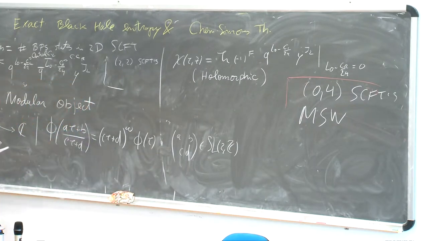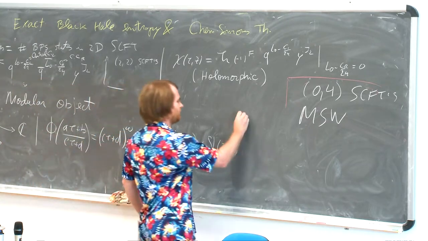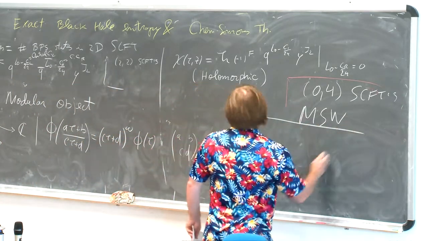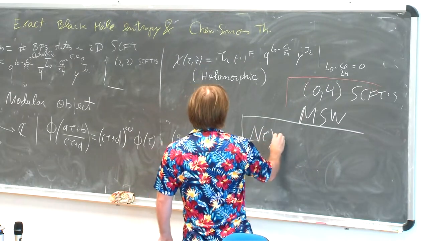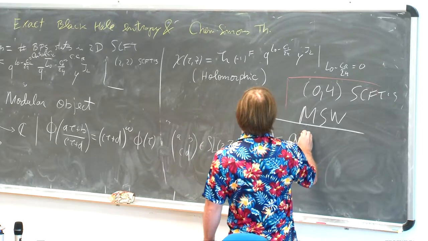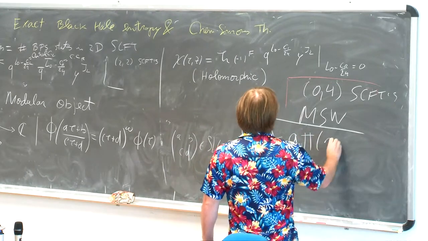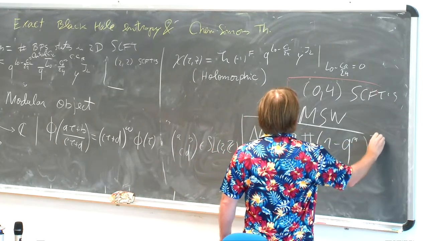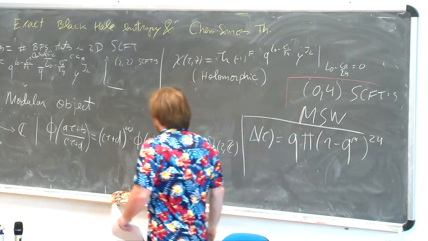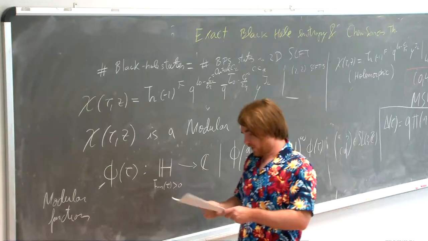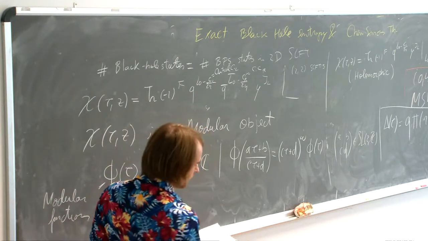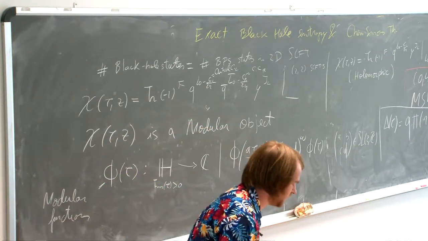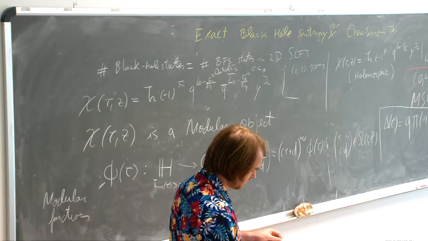But okay, one nice example of a modular form that you know is the Dedekind eta function, the discriminant function, of just the following form: eta to the 24 is the modular form, it has weight 12. Okay, but these things I suppose you have seen before.